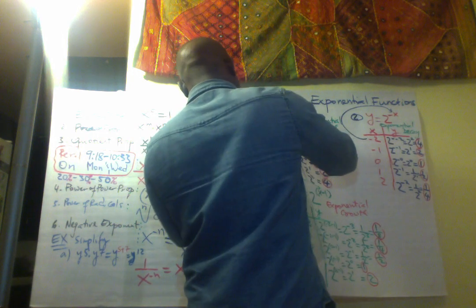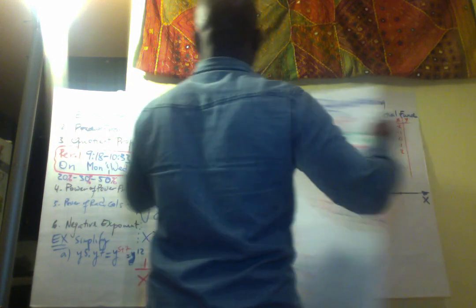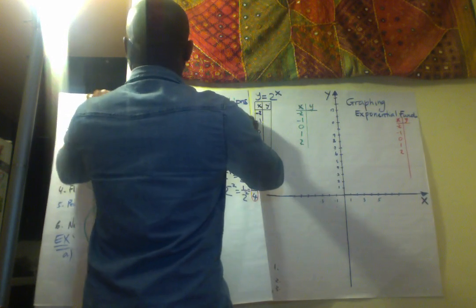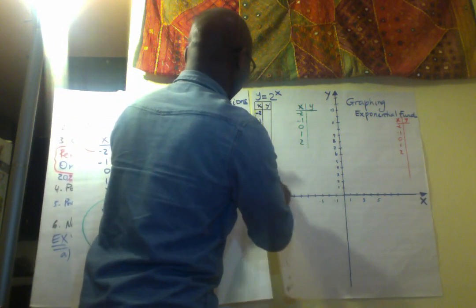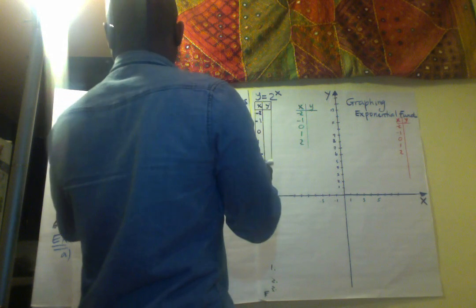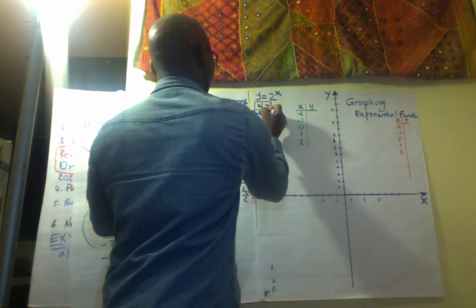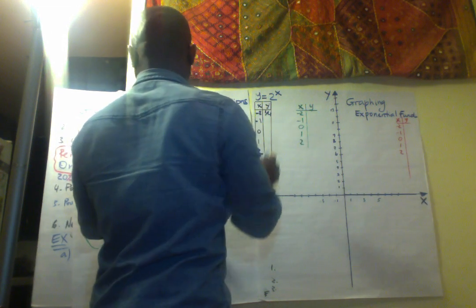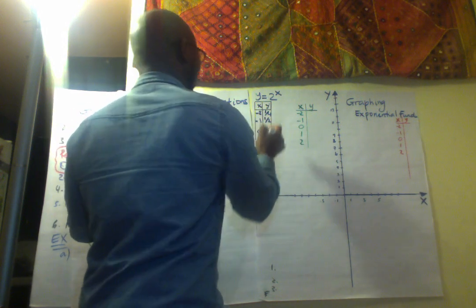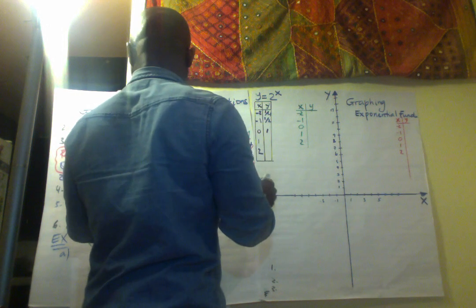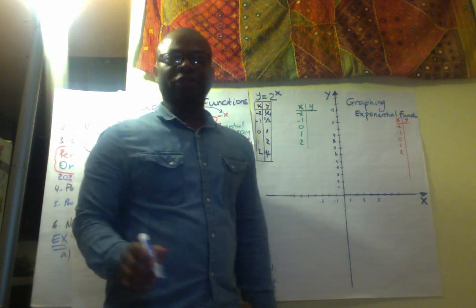So let's see. I have a little graph paper in the back. Okay. So I'm going to try to make this table even nicer. For the first one, here's our 2 to the power of x. For -2, our answer was 1/4. For -1, it was 1/2. For 0, it was 1. For 1, it was 2. And for 2, it was 4.